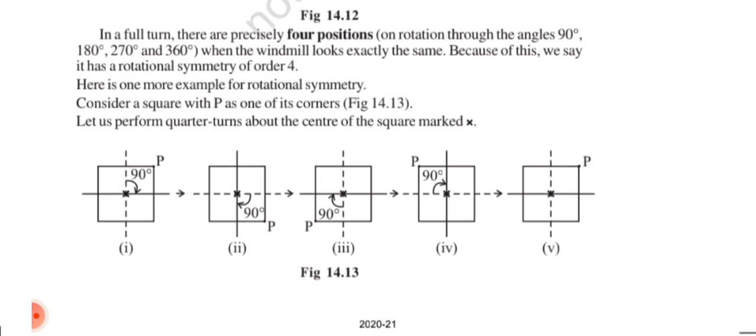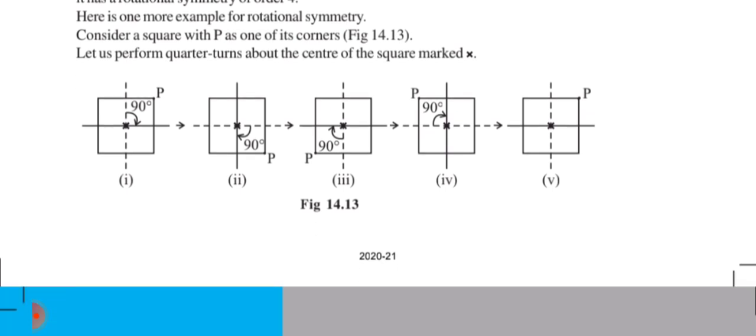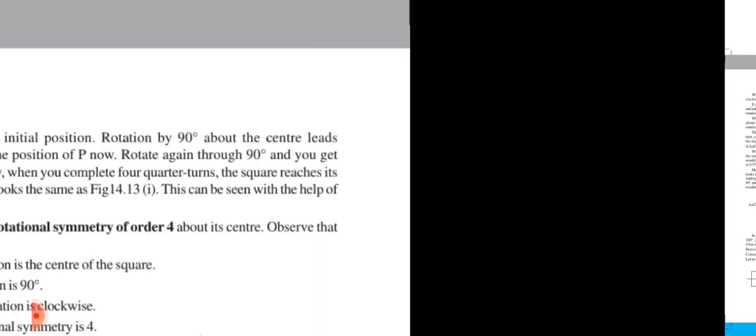In a full turn, there are precisely four positions on rotation through the angles 90 degrees, 180 degrees, 270 degrees, and 360 degrees. Because of these, we say it has a rotational symmetry of order 4. Here is one more example of rotational symmetry. Consider a square with P as one of its corners. This performs quarter turns about the center of the square marked.